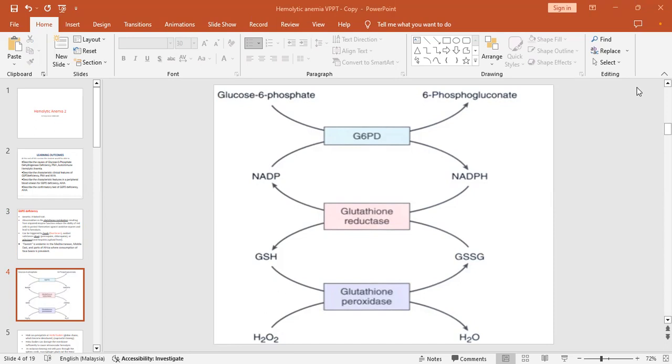If there is deficiency of the G6PD enzyme, glucose 6-phosphate will not get converted to 6-phosphogluconate. There is no production of NADPH and hydrogen peroxide will not get converted to water. Ultimately, there is accumulation of hydrogen peroxide in the RBCs, which leads to oxidative stress. This oxidative stress is responsible for the hemolytic anemia which develops in G6PD deficiency.